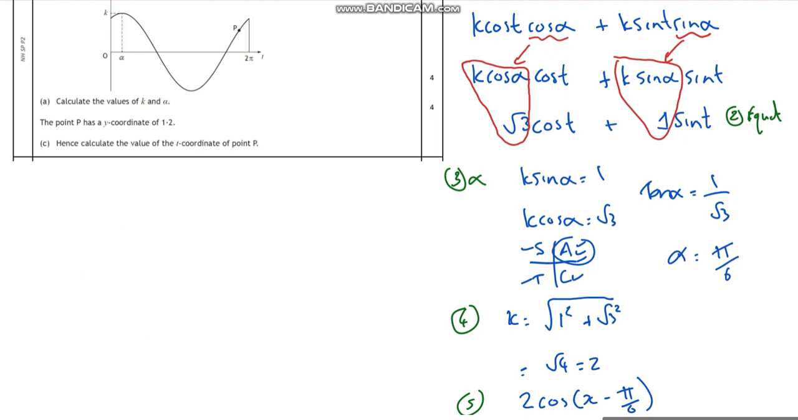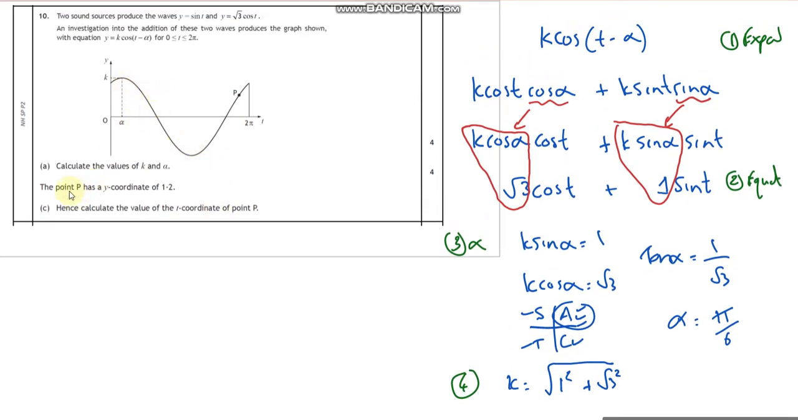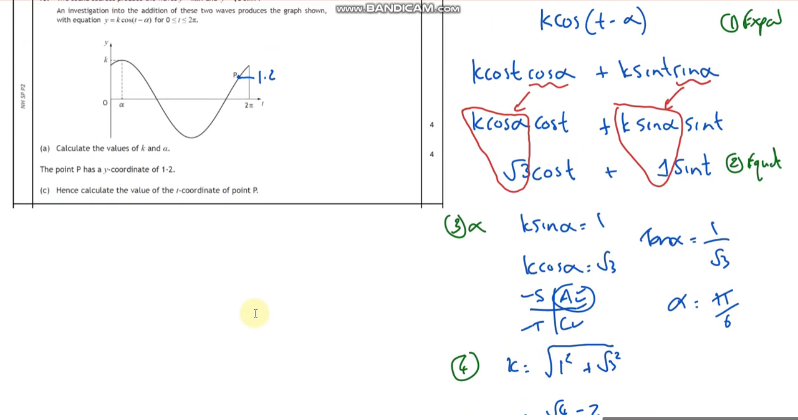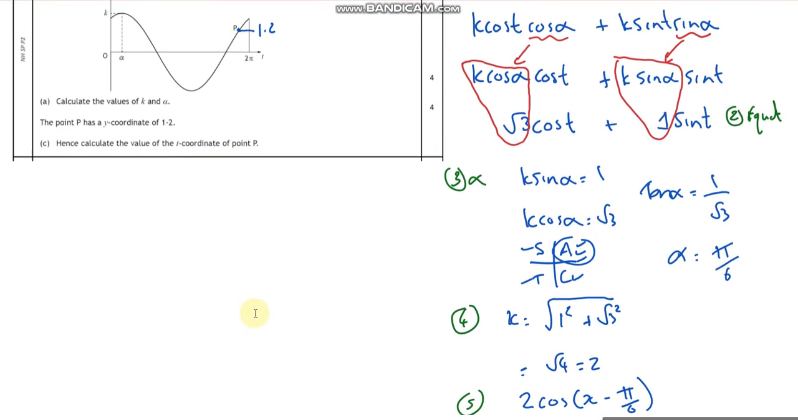Now the question's asking, calculate P. Where is P at? Calculate the coordinate for P, hence calculate the value of the T coordinate. So we don't need to work out the Y value for that, we know P is 1.2. How would we possibly work out the T value or the X value? Well, all we need to do is say, okay, well, our wave function is 2 cos.